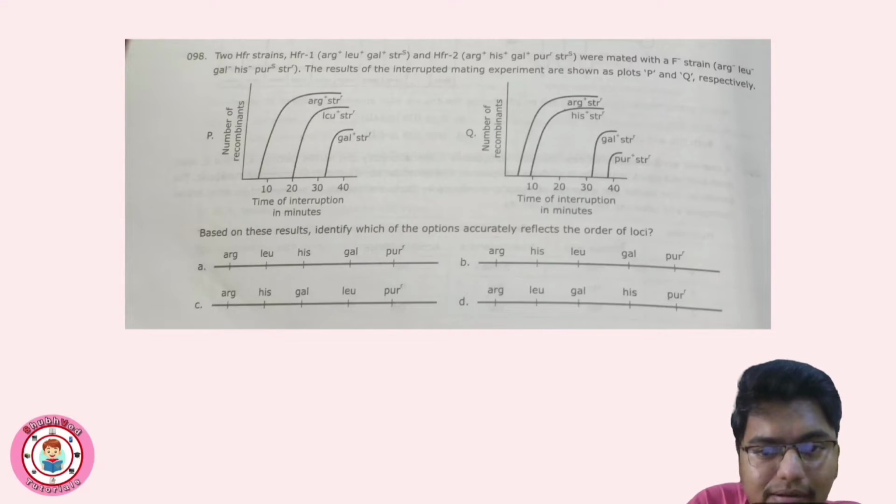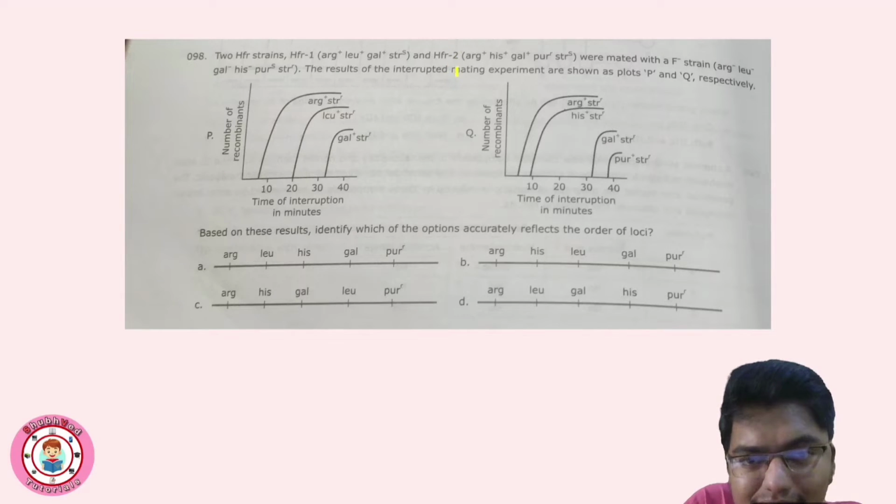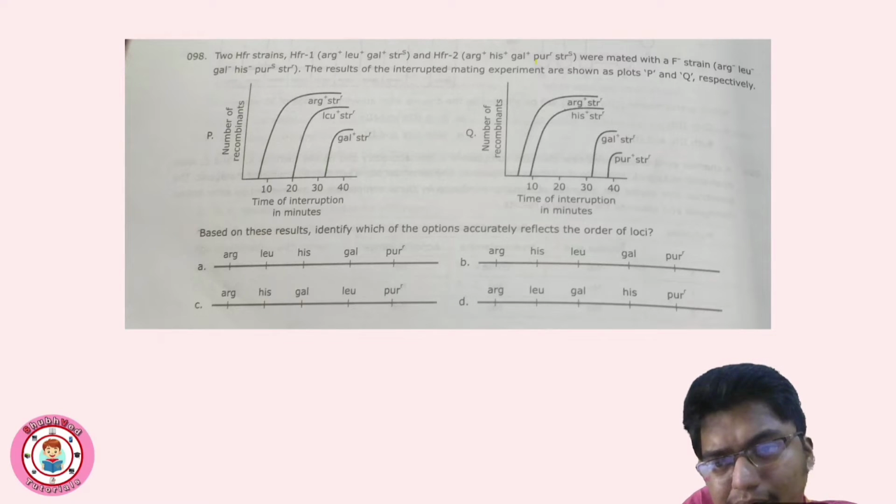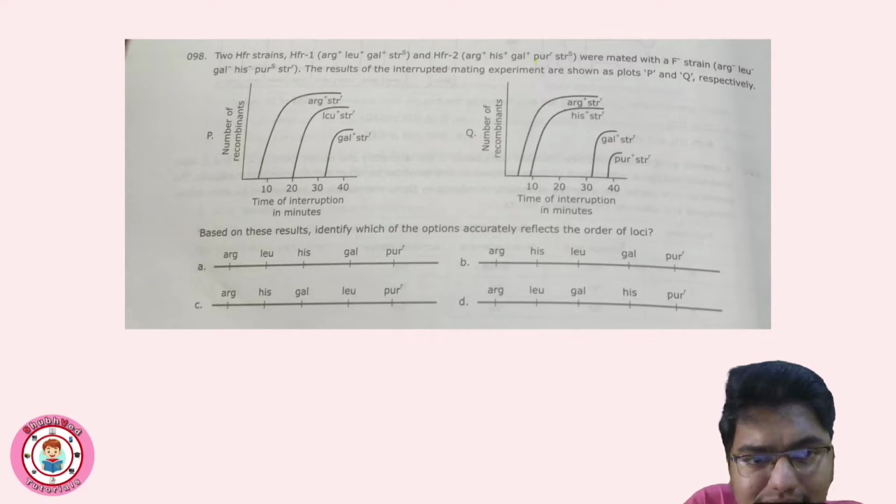Now the second question. Two HFR strains. HFR1: arginine plus, leucine plus, galactose plus, STR sensitive. HFR2, the second strain: arginine plus, histidine plus, galactose plus, puromycin resistant and streptomycin sensitive. Both were mated with an F minus strain. F minus is arginine minus, leucine minus, galactose minus, histidine minus, puromycin sensitive and STR resistant. The results of the interrupted mating experiment are shown as plots P and Q respectively.